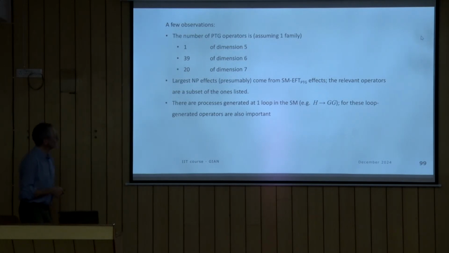Okay. And again, this last statement: there are 1-loop processes in the standard model that are very interesting and are readily measured, such as the decay of the Higgs into 2 gluons. That's how the Higgs is produced at the LHC. Since we measure the Higgs, we measure this. And for these rather rare types of processes, the loop-generated operators will also be important. But this is a rare instance.